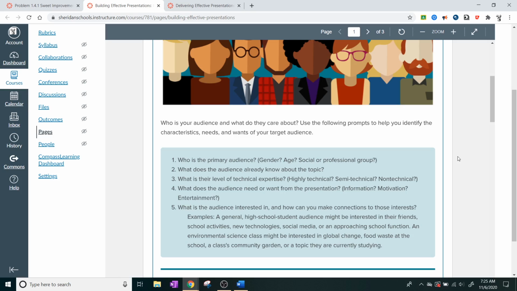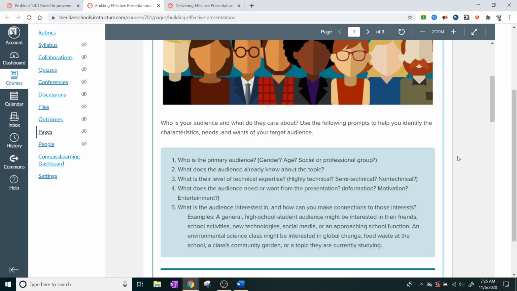Let's see. What does the audience already know about the topic? You're going to assume that the audience has already been briefed on your problem and what the general solution is, and you're going to be giving them details about what your solution set is and how it actually works, and honestly, how it's the best one, and that they should go with it.